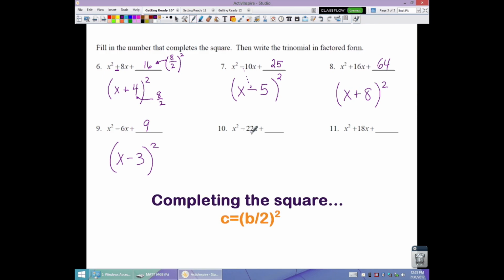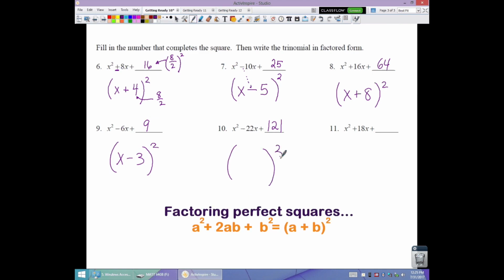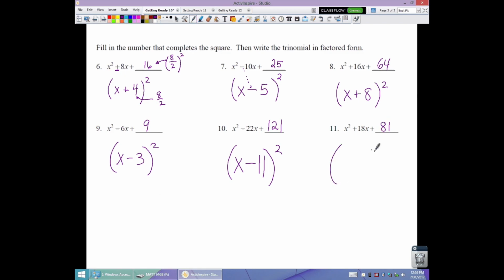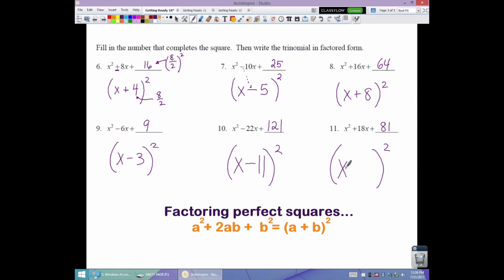Half of negative 22 is negative 11. Square that is 121. Factored form, x, and then we take half of negative 22, which is negative 11. Half of 18 is 9. Squared is 81. Factored form, x, half of 18 is plus 9.